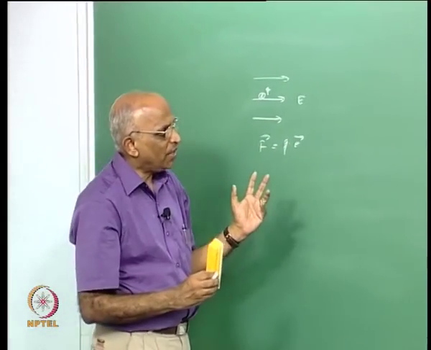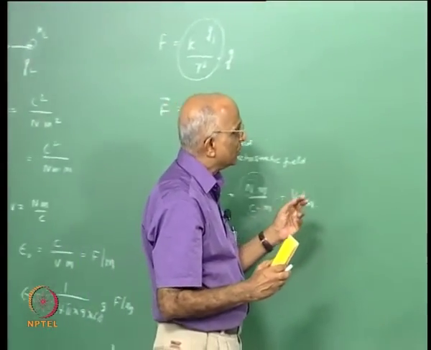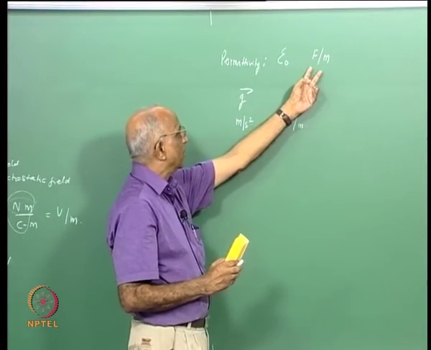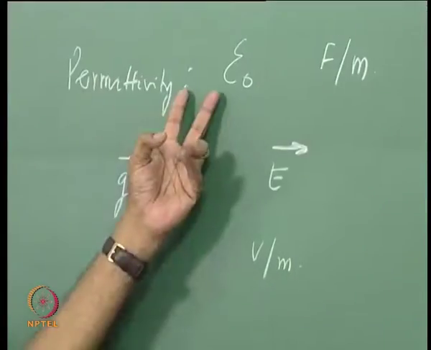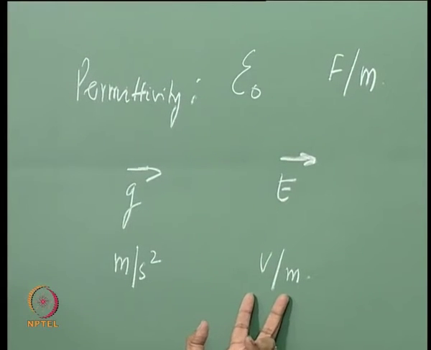Therefore what are the things we have said so far? Well, whenever we talk in terms of some charges, we talk of permittivity of the space which is in farads per meter, the force is anyway in Newton, and the electrical field is in volts per meter.